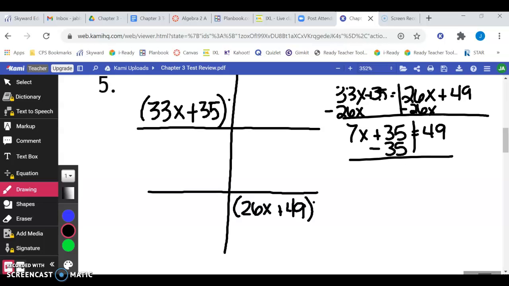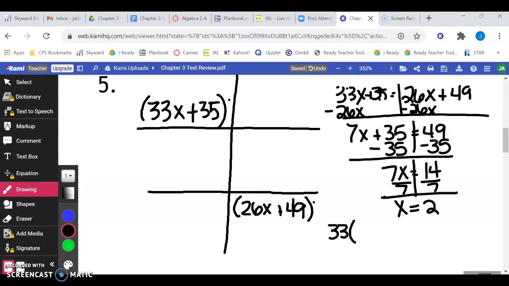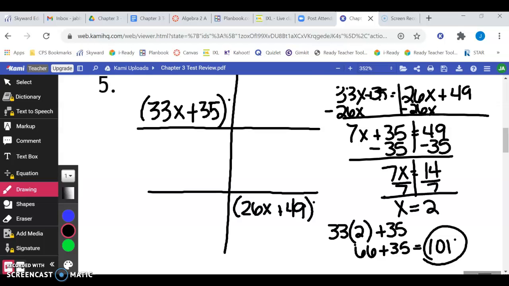And I'm going to minus the 35. That would leave us with 14. And then I'm going to divide by 7. 14 divided by 7 is 2. So x is 2. We need to figure out what one of these angle measures are. So I'm going to plug it into the top one. Doesn't matter which one you plug it into, you're going to get the same answer. So 33 times 2 would be 66 plus 35 would be 101 degrees. Those angle measures are 101.